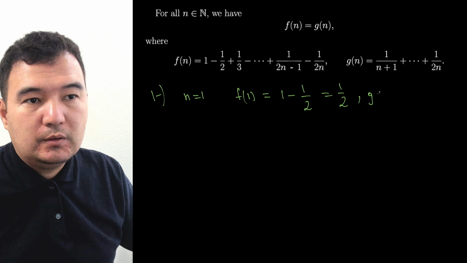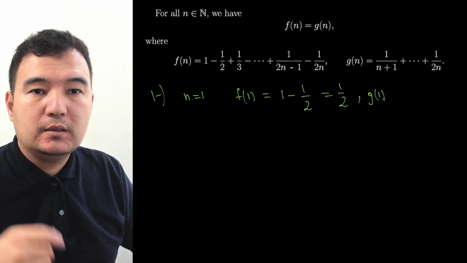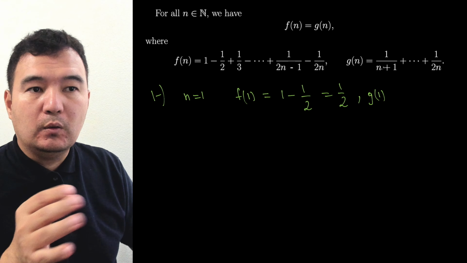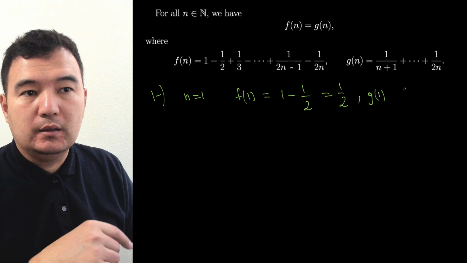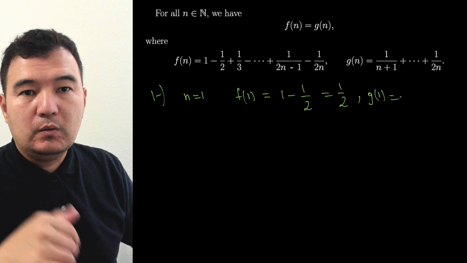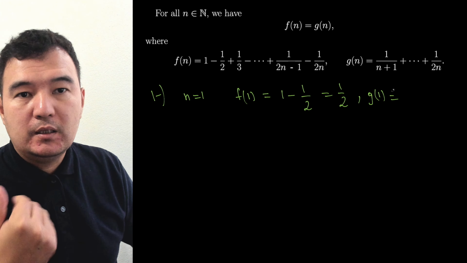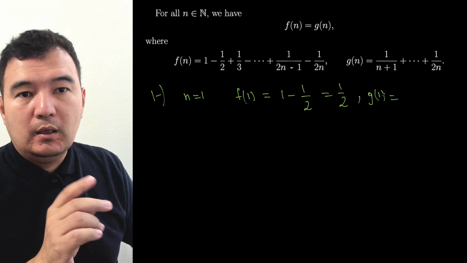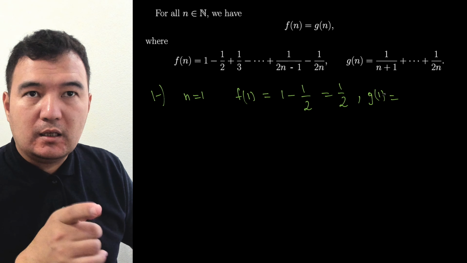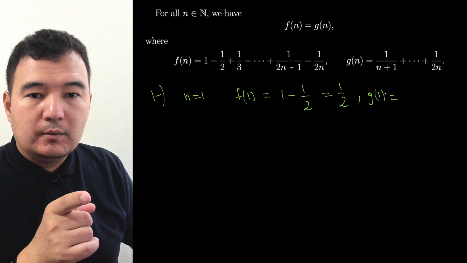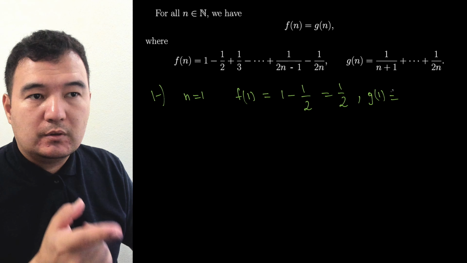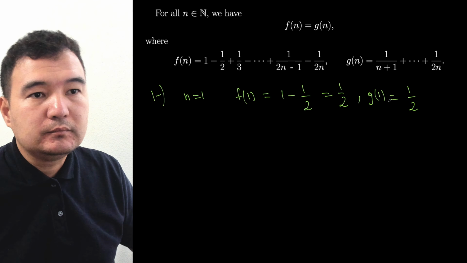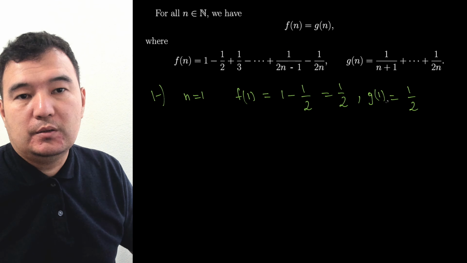Regarding g1, g is the sum of fractions starting from 1 over n plus 1, up to 2n. So in our case, when n is equal to 1, it should start with 1 plus 1, which is 2, and it should end at n times 2, so 2 times 1, which is 1 over 2. Basically, we have 1 over 2 for the function. So f1 is equal to g1.